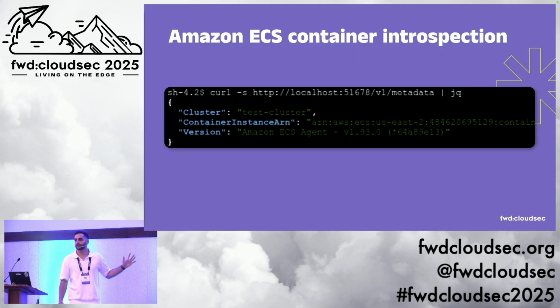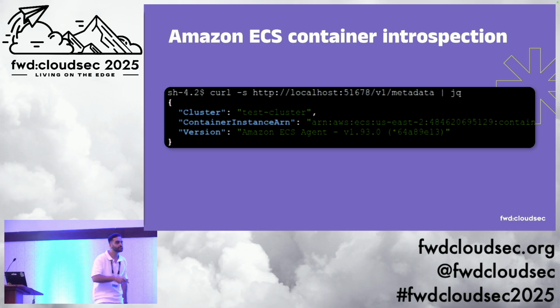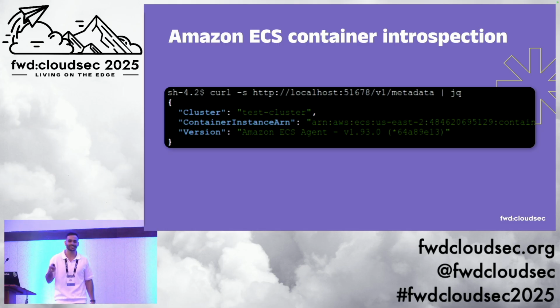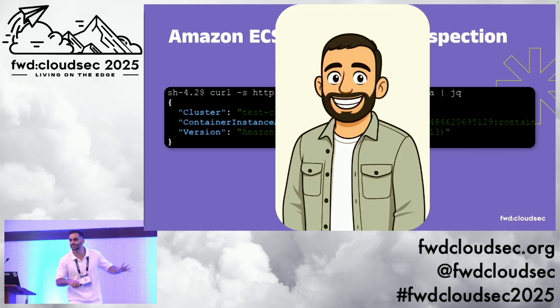This is where I got lucky. Inspecting the ECS agent, I noticed it has another unique endpoint called container introspection. This is a unique endpoint that it exposes to each running task on the instance, and luckily, it returns the cluster, the container instance ARN, and even the agent version and hash. All of those I need to construct the WebSocket URL. This is me being happy.